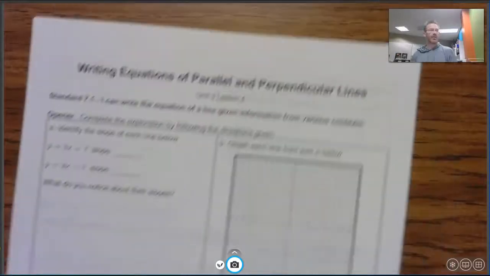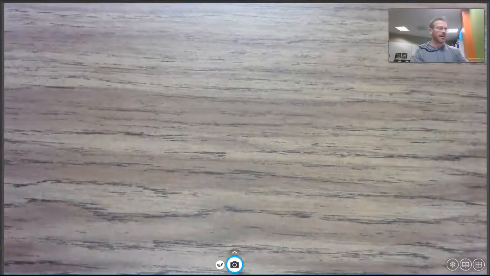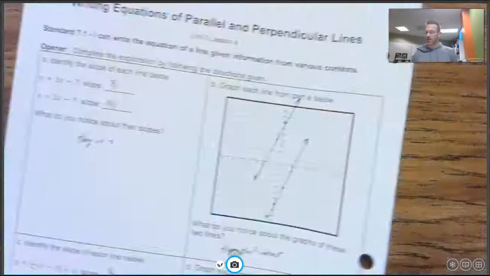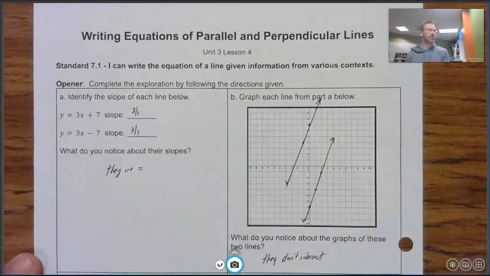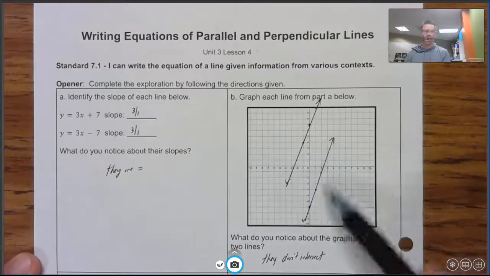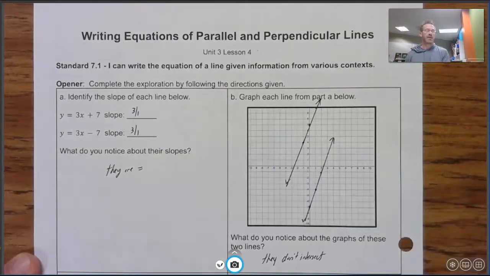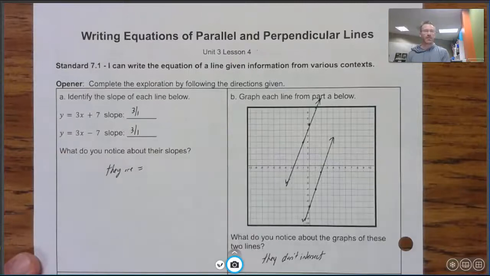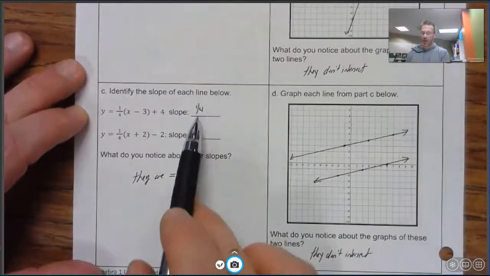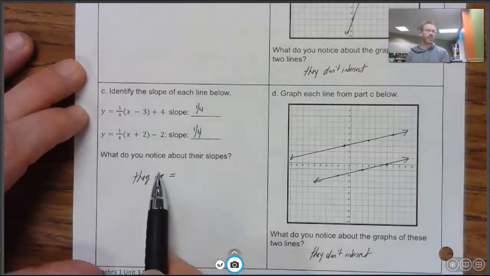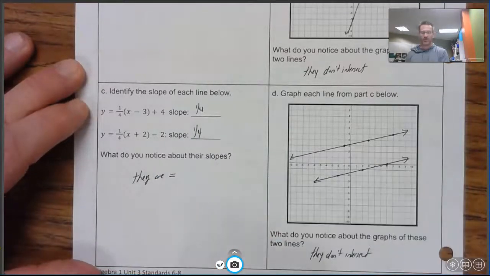All right, so let me pull up my work and let's go through this. When you look at the first page here, hopefully you saw that both lines had a slope of 3, and then you graph both lines, and they had the same slopes, and the lines didn't intersect. If I come down to the next one here, both of these lines have a slope of 1/4. Once again, we have equal slopes. Once we graph them, they didn't intersect either.